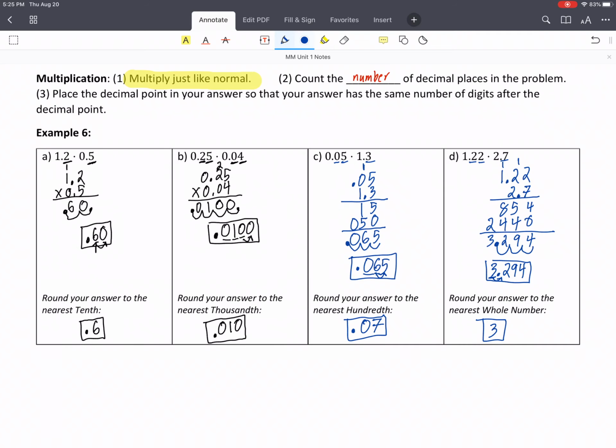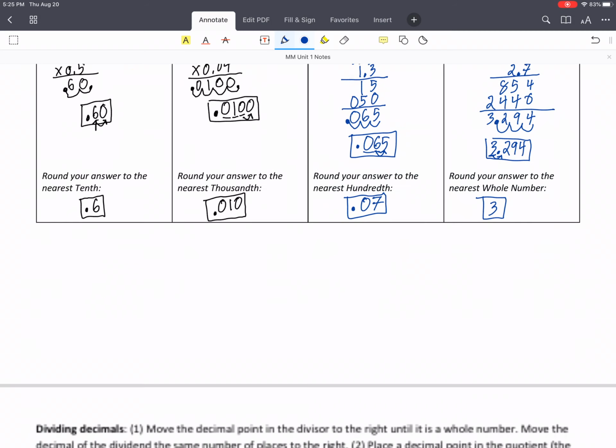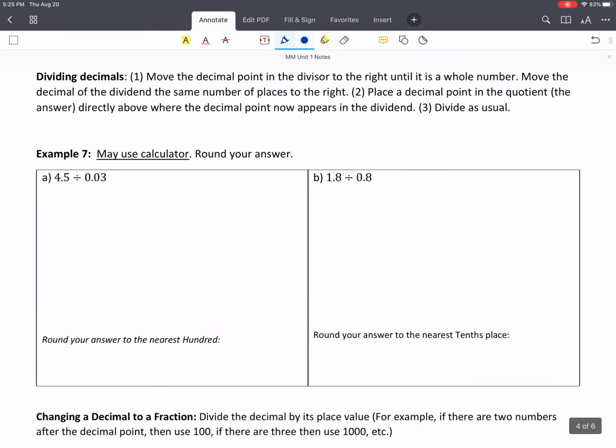Alright guys, welcome back. Here are the answers to those last two. Hopefully you were able to figure them out. Now we're going to move on to dividing decimals.